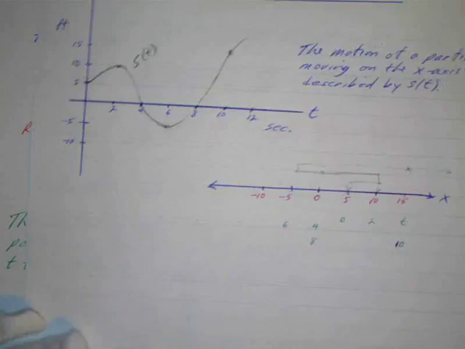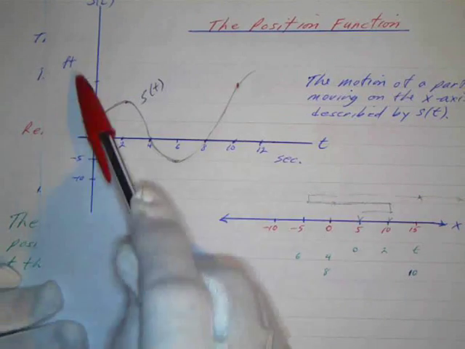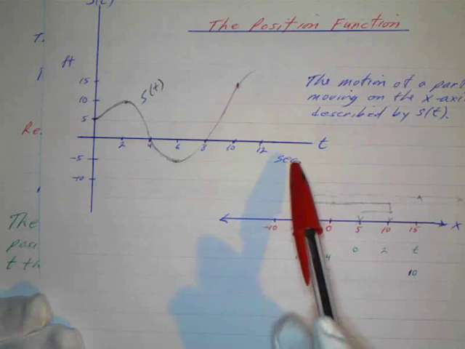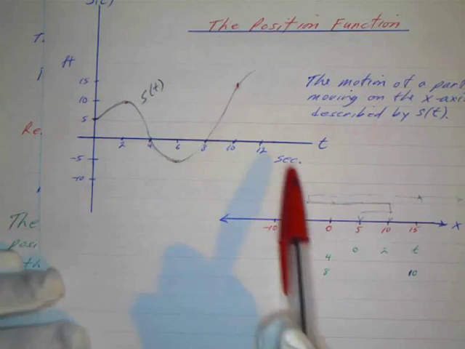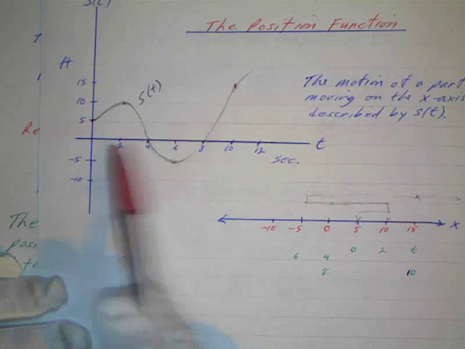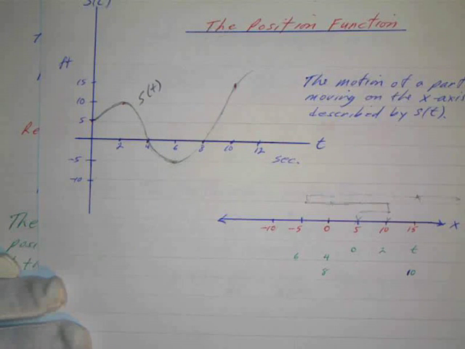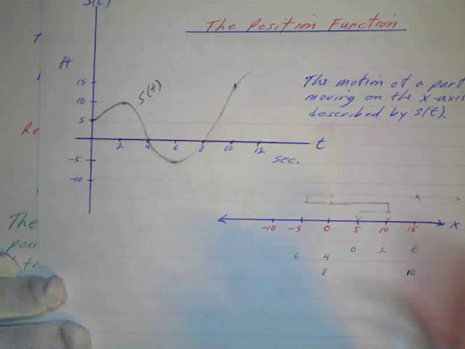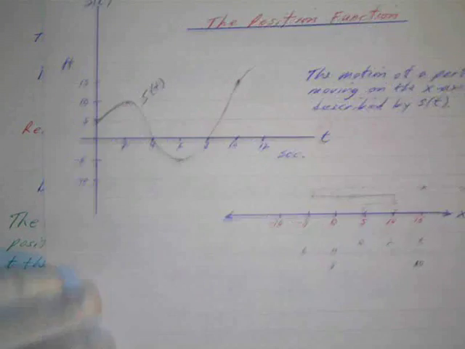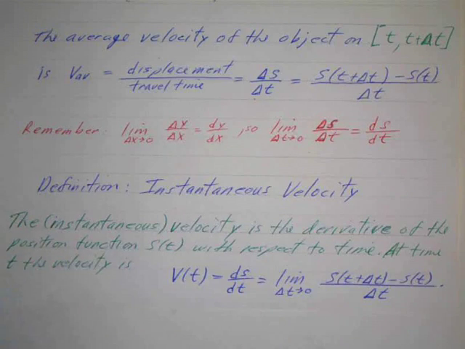And again, if we look at our position function, if our vertical units are in feet, then the vertical change would be in feet. Our horizontal units are in seconds, so the horizontal change would be in seconds. So if we take the slope, that's the change in position over the change in time. That'd be feet per second. Well, feet per second is velocity, just like miles per hour is velocity. So that makes sense. Okay.